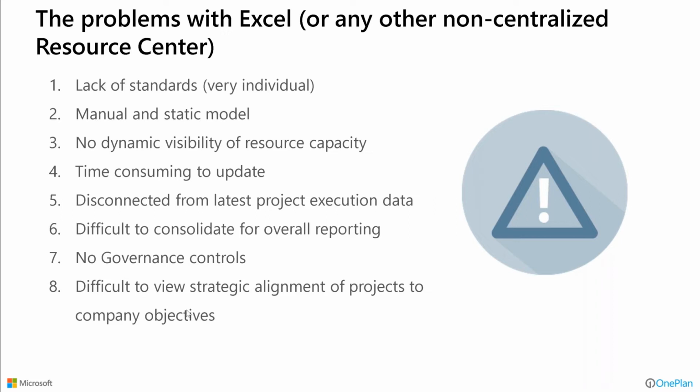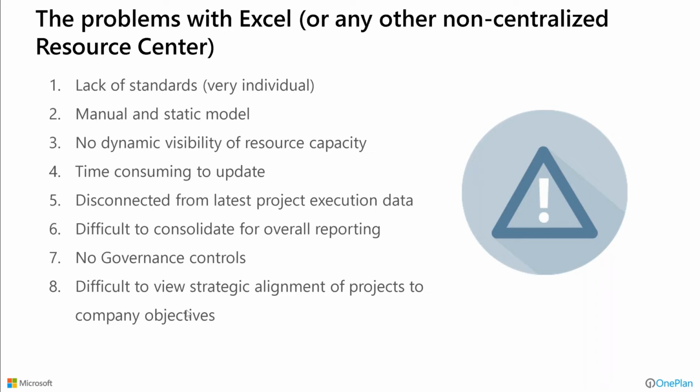You don't have any standards. Everyone has their own perspective on how to forecast. There are manual and static models, and we have daily and weekly changes that are occurring to plans, which need to be reflected in the resource capacity in the enterprise resource plan. As such, you have no dynamic visibility. So again, static pictures that are outdated. It's time consuming to update. It's disconnected. Difficult to consolidate for overall reporting. There is really no governance controls at all because everyone's kind of siloed doing their own thing.